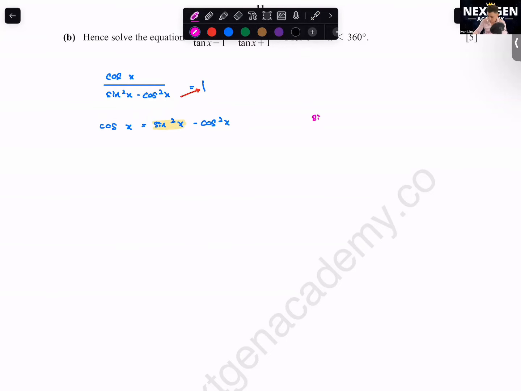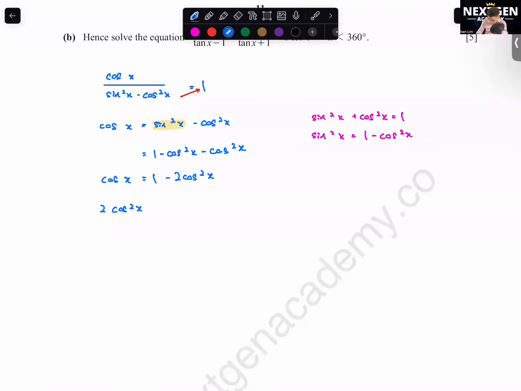Sine square x plus cos square x equals 1. Let's replace this sine square x with 1 minus cos square x. We replace this one: 1 minus cos square x minus cos square x, that is 1 minus 2 cos square x. We shift everything to the left-hand side so that it becomes a quadratic equation. Cos x minus 1 equals 0. Everyone good with the idea here?